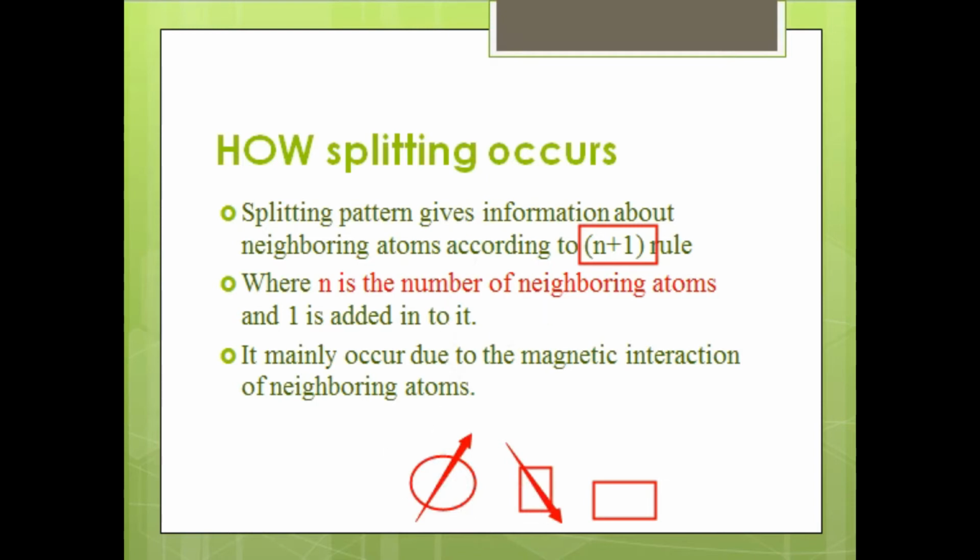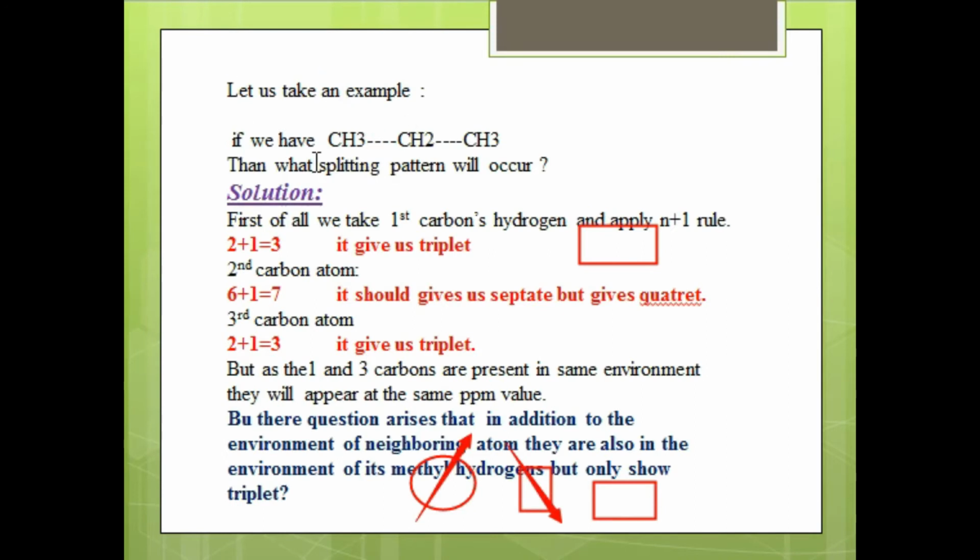Now let's see here. Let us take an example. If we have CH3, CH2, CH3, I mean propane. If we have a propane molecule, then what splitting pattern will occur? Then what will we get? If we follow the n plus 1 rule, then let's see here this CH3 group. What will happen to this CH3? How will this peak appear in the NMR spectrum? If we follow the n plus 1 rule, then we will get n plus 1.